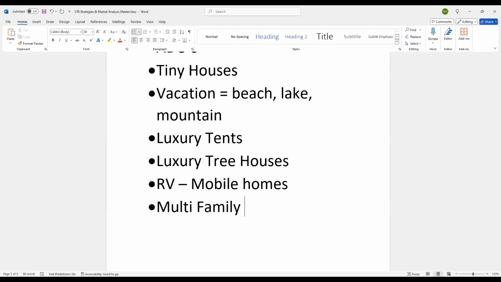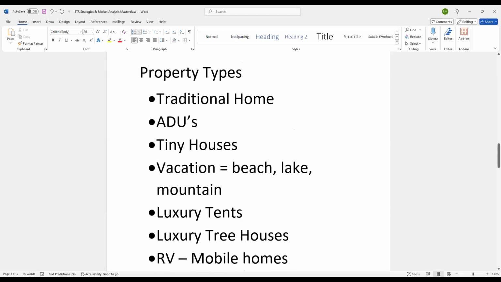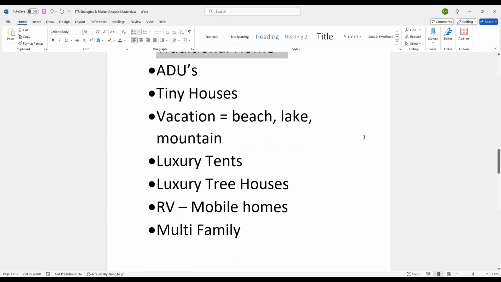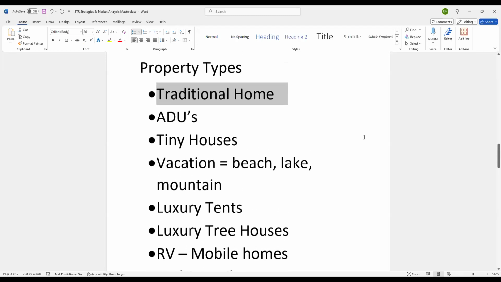So those are all great options to look at. Obviously, a lot of us fall into this category: traditional home, especially if you've already got experience acquiring and rehabbing regular types of properties. But there are also other interesting options you can get into later on, once you get started and get the experience under your belt.